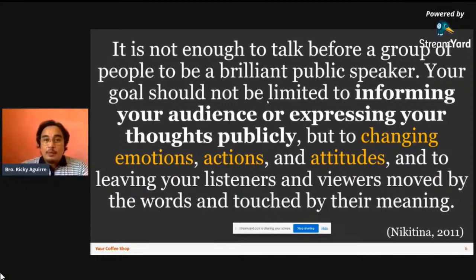When we speak online, when we present our online materials to our students, we need to show that it's not just information, that this information would somehow change the way they think, the way they feel, and therefore once that changes, their actions will also change.